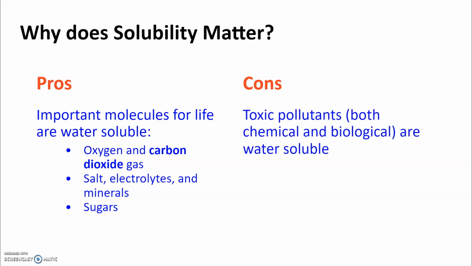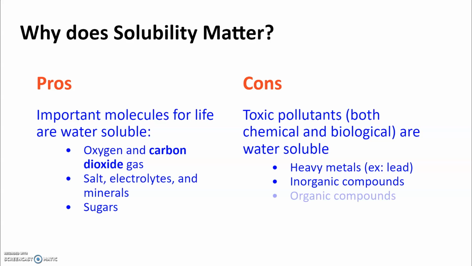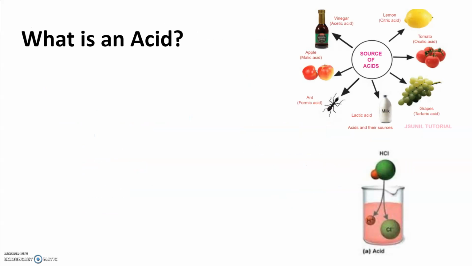On the flip side, a lot of toxic pollutants, which could be chemical or biological, are soluble in water. So heavy metals like lead, which is poisonous, inorganic compounds, so things that don't come from living things but can be really toxic, organic compounds, which might come from living things or contain just non-metals, those can be toxic. And then acids and bases can be really dangerous as well. They can also be good, but they can also be dangerous.